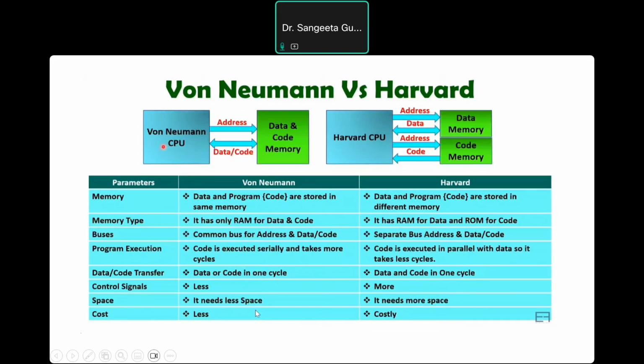However, in von Neumann architecture, due to fewer hardware components and fewer buses, the cost is less. Whereas due to more buses and more memory space, Harvard architecture is said to be costlier.